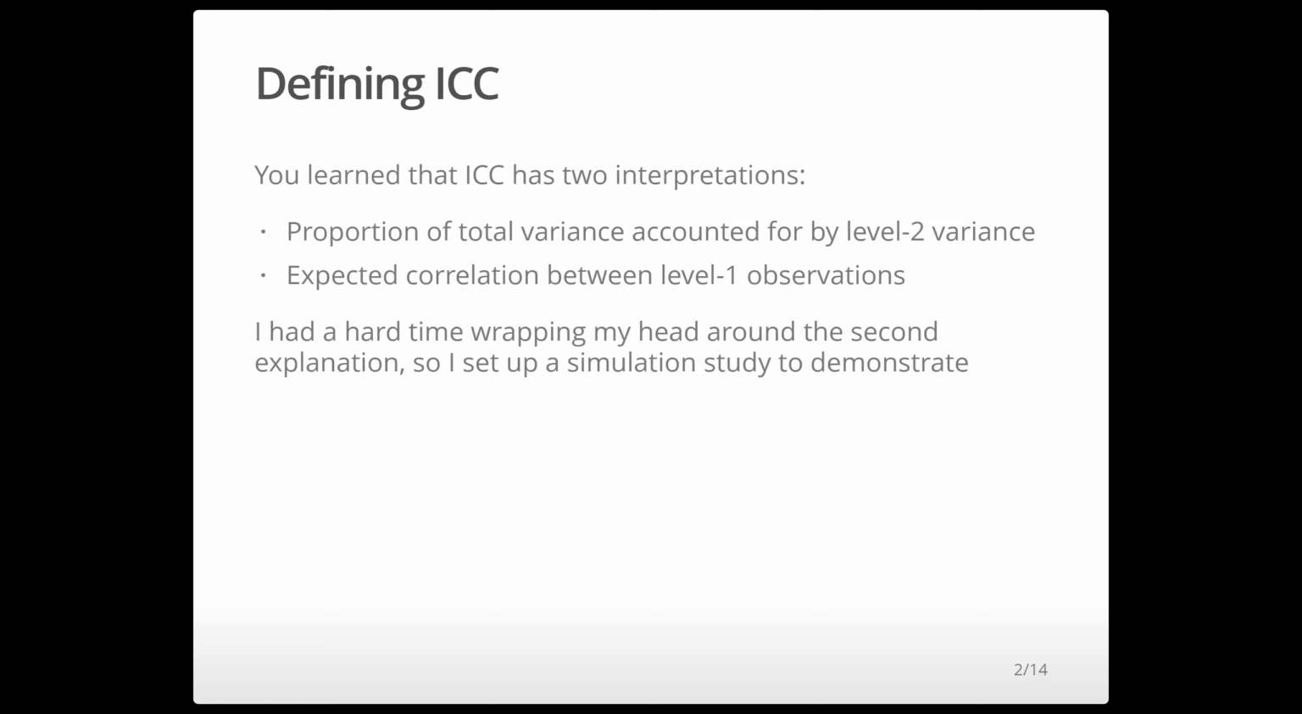The second interpretation is that it's also the expected correlation between multiple sets of level 1 observations, and this was the one that I had a little bit of trouble wrapping my head around. Maybe you did too, maybe this is more intuitive for you, but either way, I set up a simulation study to demonstrate what this means and why it's true.